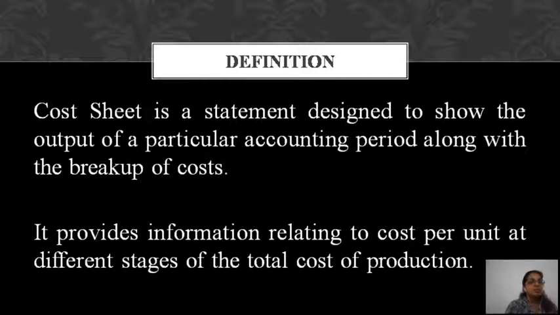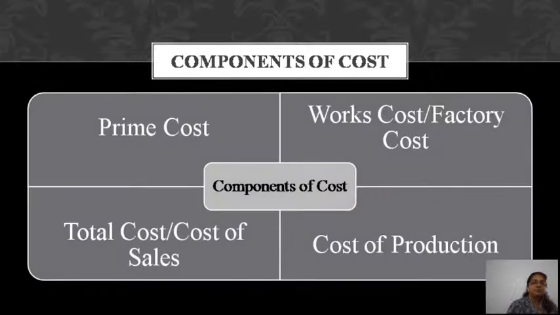Of a particular accounting period, that means this cost sheet is prepared for an accounting period, that may be 1 year, 6 months, or quarterly, along with the breakup of cost. Later, when we look at the format of the cost sheet, we will see that it has each and every breakup of cost. The best part, it does not just deal with the total cost, it also helps us find out the cost per unit. It provides information relating to cost per unit at different stages of the total cost of production.